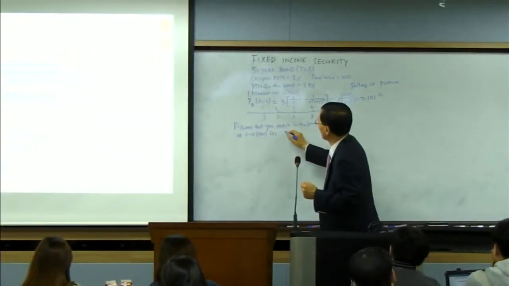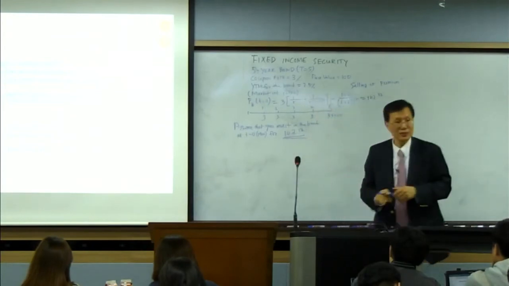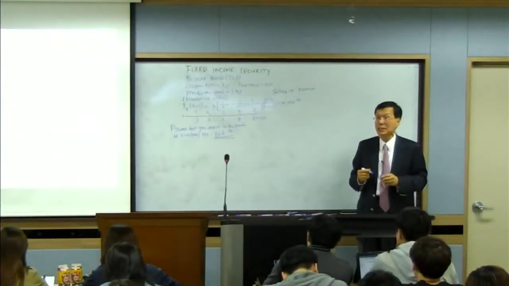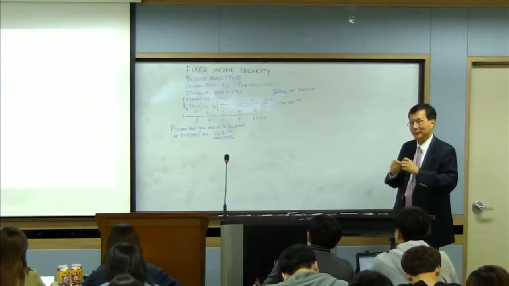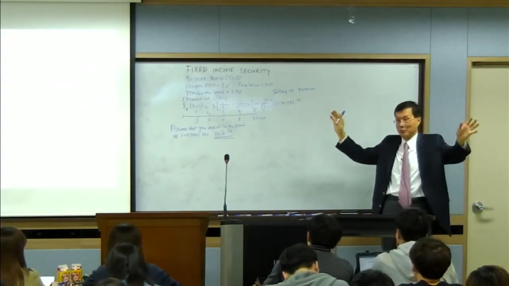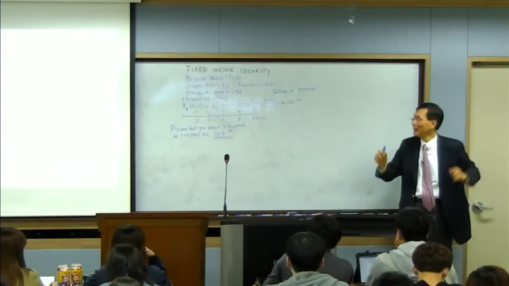For 102.32. This is the amount of investment you made in the bond at time 0. Okay? So this is the setting. Are you with me? Okay.